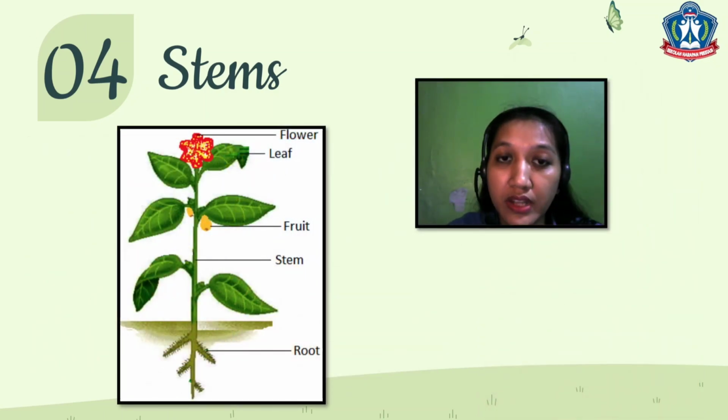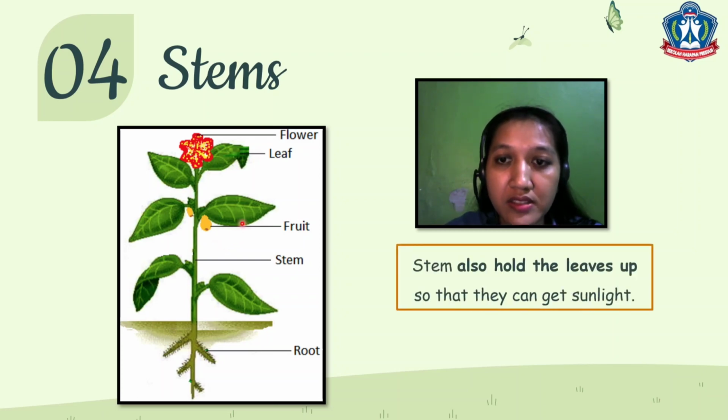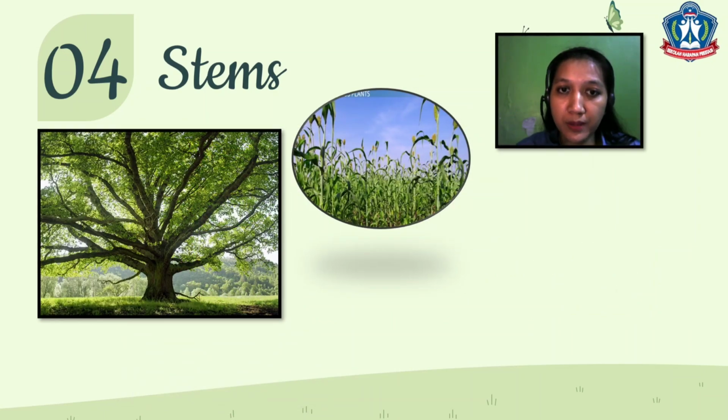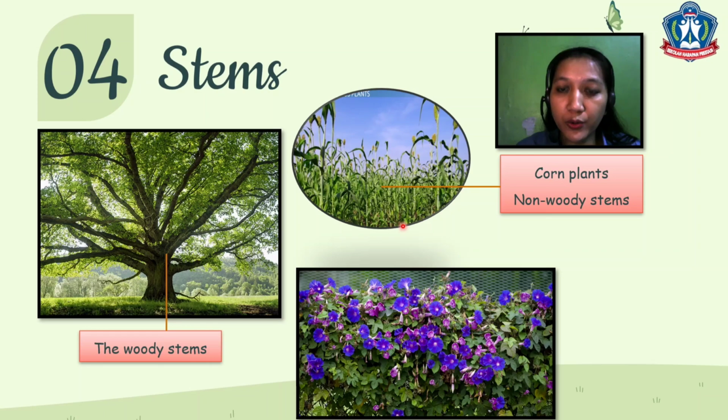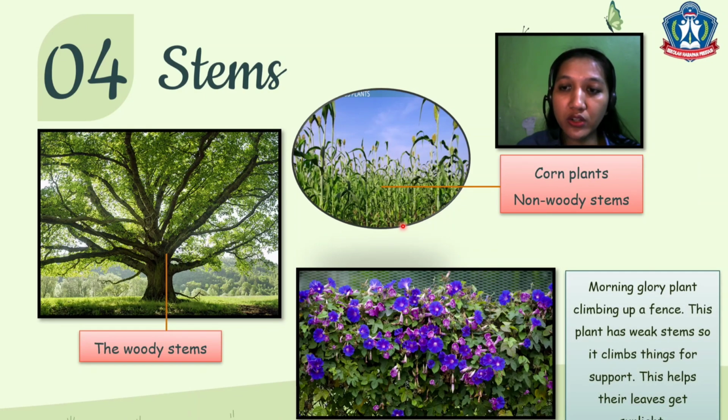The other function of stems: stems also hold the leaves up so they can get sunlight. There are two kinds of stems. The first one, this tree, has woody stems, while corn plants have non-woody stems. Here, the morning glory plant is climbing up a fence. This plant has weak stems, so it climbs things for support. This helps its leaves get sunlight.